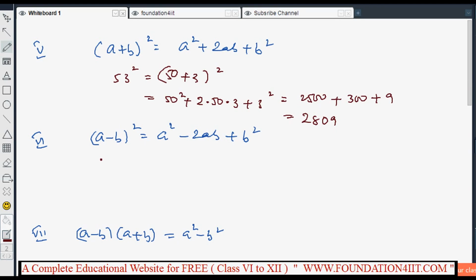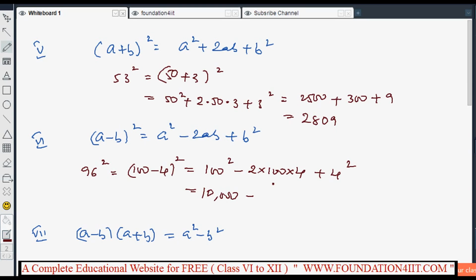Similarly for a minus b whole square. If they ask to find 96 whole square, which is near to 100, we write 100 minus 4 whole square. According to the formula a square minus 2ab plus b square, that is 100 square minus 2 into 100 into 4 plus 4 square. 100 square is 10,000, minus 2 into 100 into 4 which is 800, plus 4 square which is 16. So we subtract this and add 16, and we get 9,216.